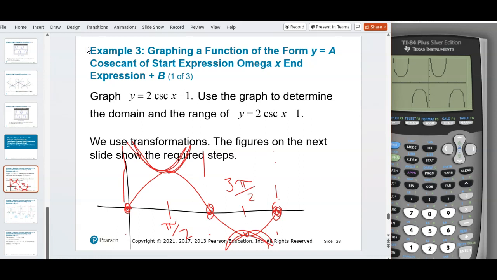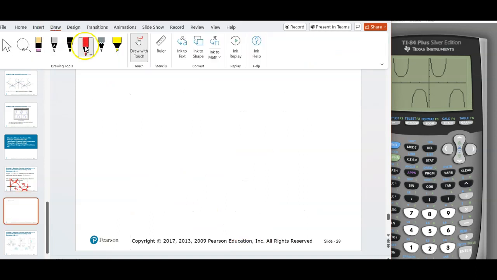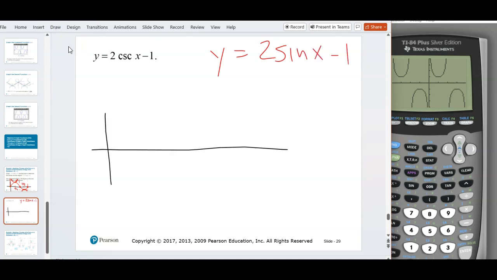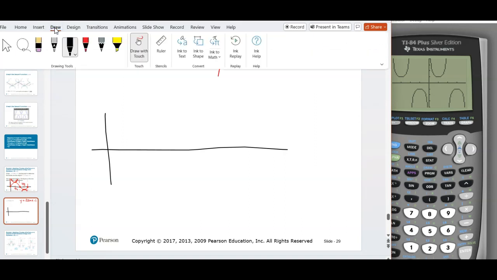It's going to be the same thing as before. We're looking for those 5 key points and where they go for the sine curve, and then we switch to the fact that this isn't sine, this is cosecant. So I start off with, instead of cosecant, I switch to sine. What would the graph of 2 sine x minus 1 look like? If we recall, the -1 is going to be our new midline.